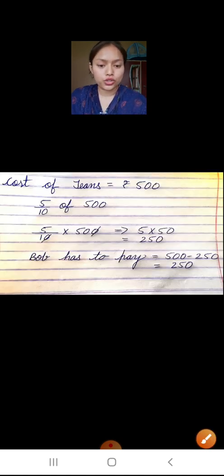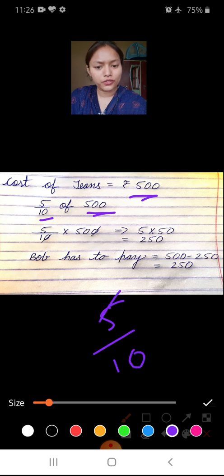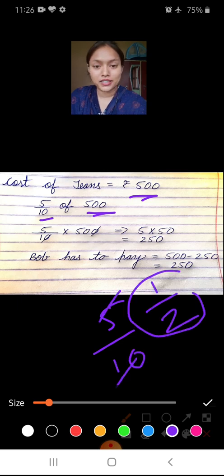Now you know the total cost of the jeans is 500, and it is said that 5 upon 10 discount is given. So we'll find 5 upon 10 of 500. 5 upon 10, if you will say, it is what? 5 ones are 5, 5 twos are 10, so half the price is deducted. Yes or no? Half the price is deducted from 500. So we can simply subtract 250, as half of 500 is 250. So how much does Bob have to pay? He has to pay 250.